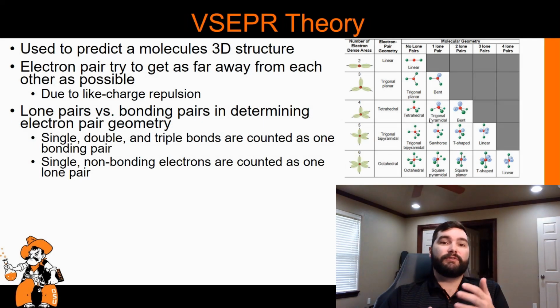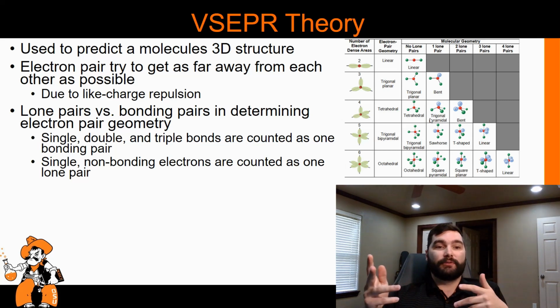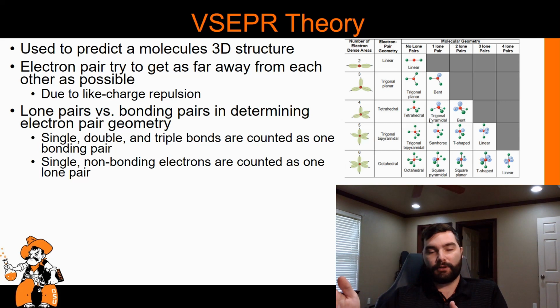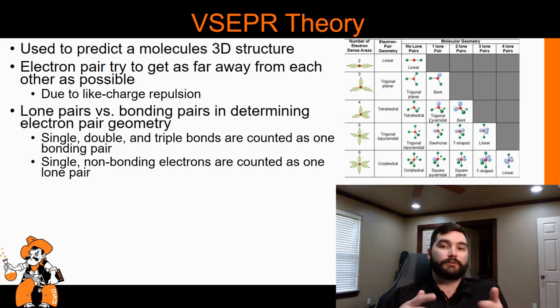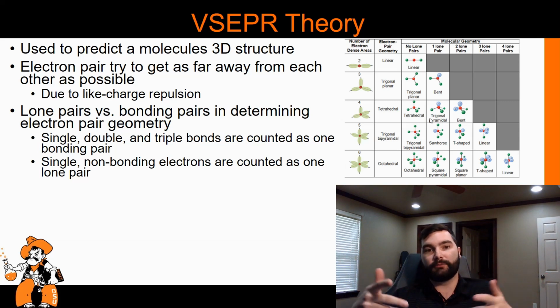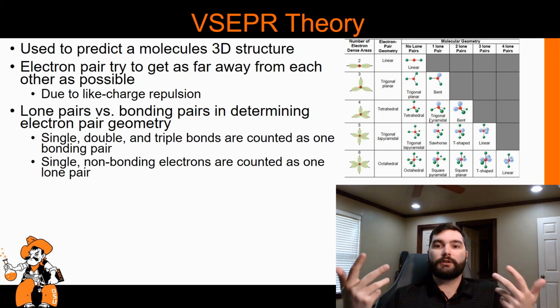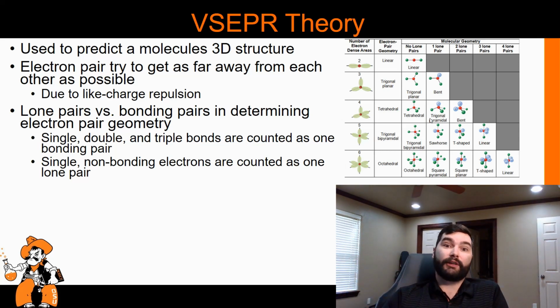VSEPR stands for valence shell electron pair repulsion theory. VSEPR theory is based off of the fact that like charges repel each other. In VSEPR theory, you have lone pairs and bonding pairs. Lone pairs are your pairs of electrons that aren't involved in bonding. Bonding pairs are, as the name describes, pairs of electrons that form a covalent bond.